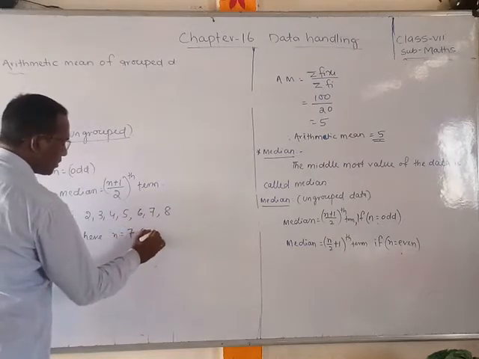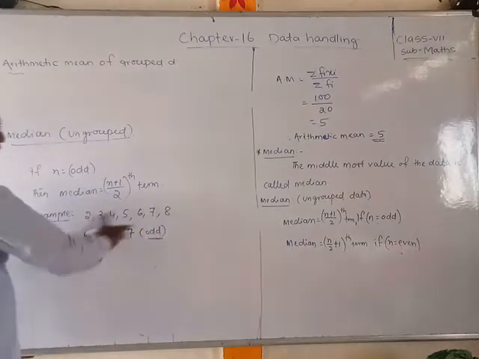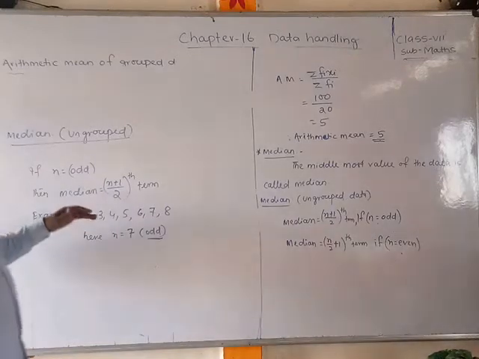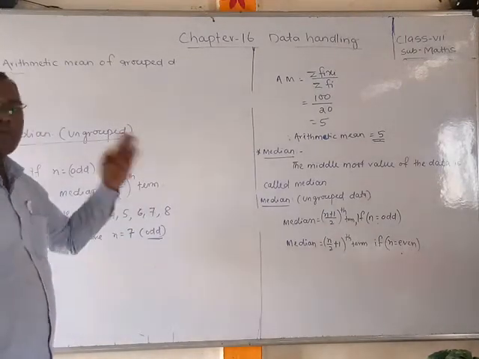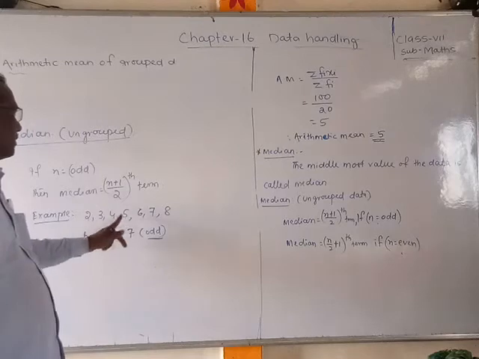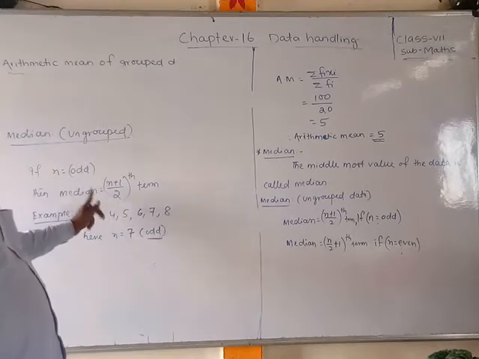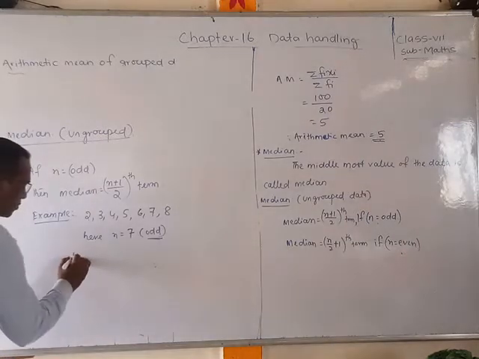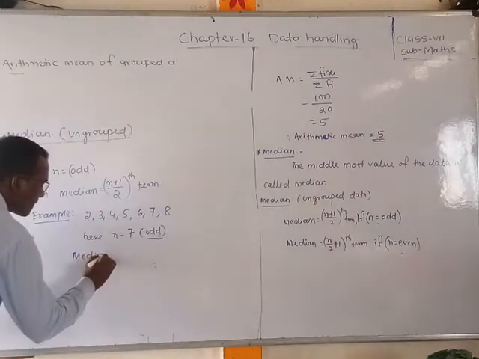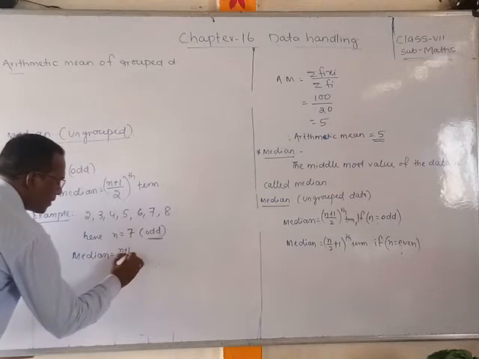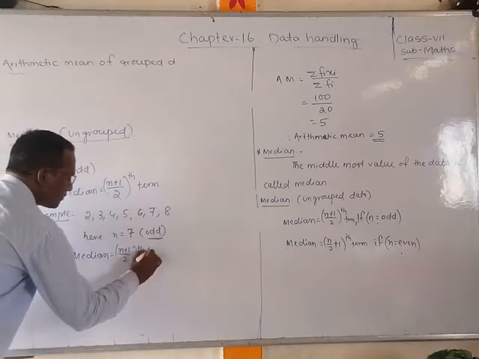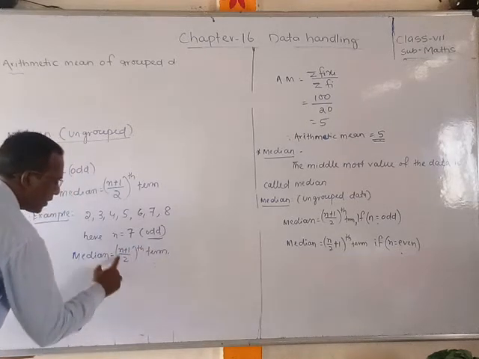So this is odd. You have to count first. Whatever data is given, write it in ascending or descending order. Then you should count how many data are there. Now 7 is an odd number, so this first formula you have to apply. So median is equal to n plus 1 by 2 th term.